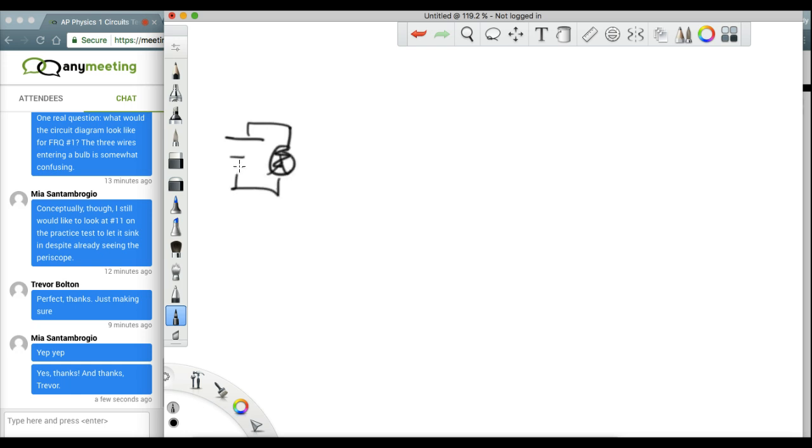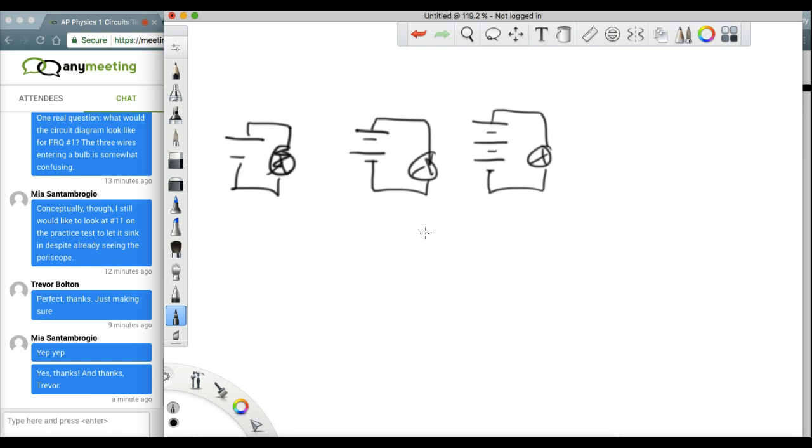I'm just going to draw light bulbs because that's what's on there. So there's a light bulb with 1 battery. There's a light bulb with 2 batteries. There's a light bulb with 3 batteries. And then we have a light bulb with 2 batteries, but wired in parallel.